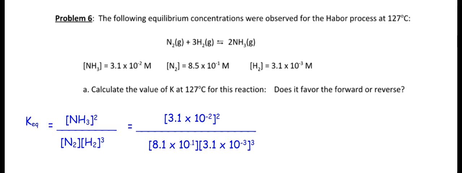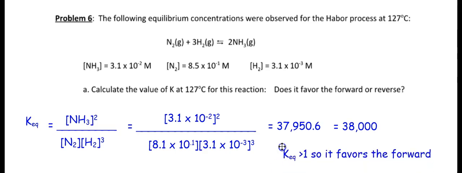I'm hoping you know how to use your calculators, and this is what my calculator came out with. I only have 2 sig figs, so I end up with 38,000. Now, does it favor the forward or the reverse? Well, this is a pretty big number, isn't it? If it's a big number, that means my numerator must be big, and so that means it favors my products. So it favors the forward reaction.